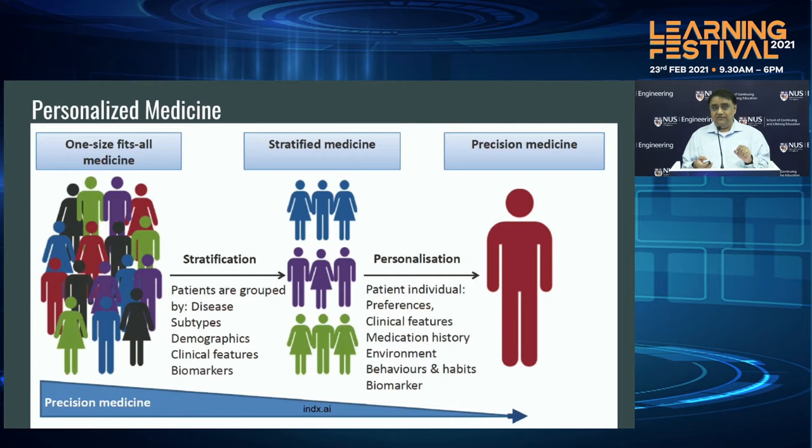What we're really after is the subpopulation of size one, so a single person. We think of you as a single person with a set of activities, body functions, and so on. And the question is, can we customize medicine, drug combinations, and treatment at the single person level? And it turns out that you can do that.